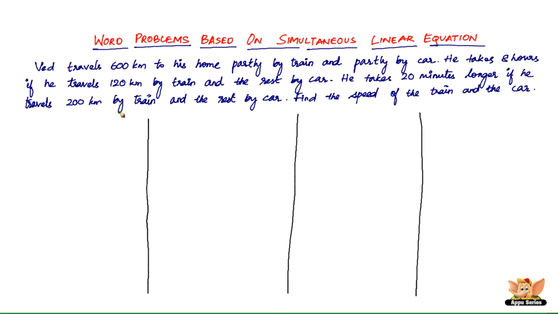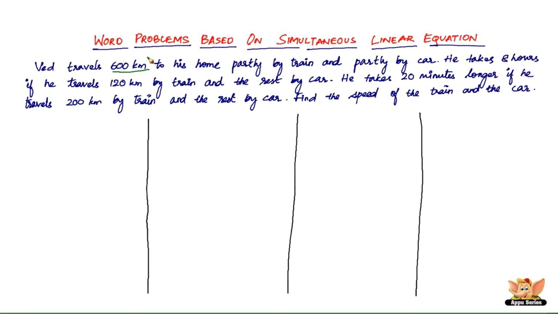All right. So he partly travels by train and car. The data is the total distance, 600 kilometers, and how much distance he travels by train and the rest by car. Then he takes 8 hours. Then if he travels 200 kilometers by train and the rest by car, he takes 20 minutes longer. That is 8 hours 20 minutes.